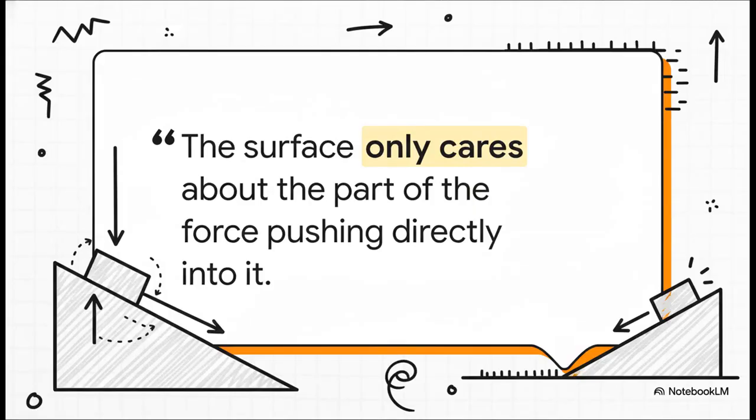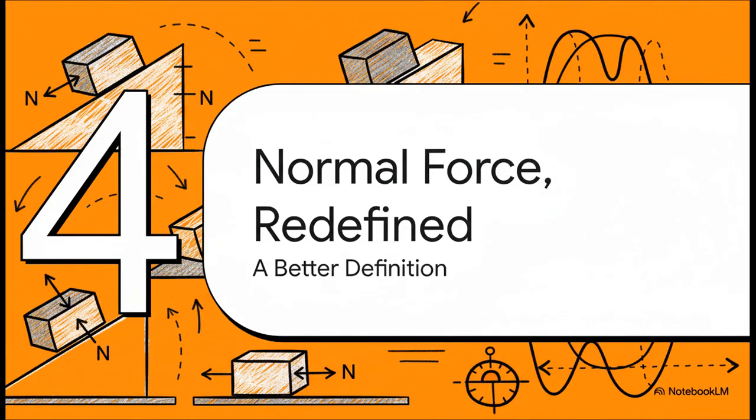And here is the absolute key to understanding this. The ramp doesn't actually feel the box's full weight. Think about it. Part of gravity's job is now just trying to make the box slide. The surface, the ramp itself, only has to push back against the part of the force that is pushing perpendicularly into it. So this leads us to a much, much better way of thinking about normal force. It's time to get a new definition that's going to work all the time, no matter if you're on flat ground, a steep hill, or even upside down in a loop.